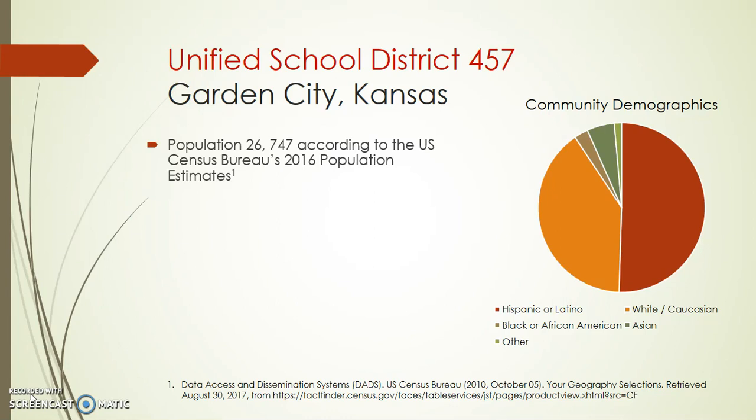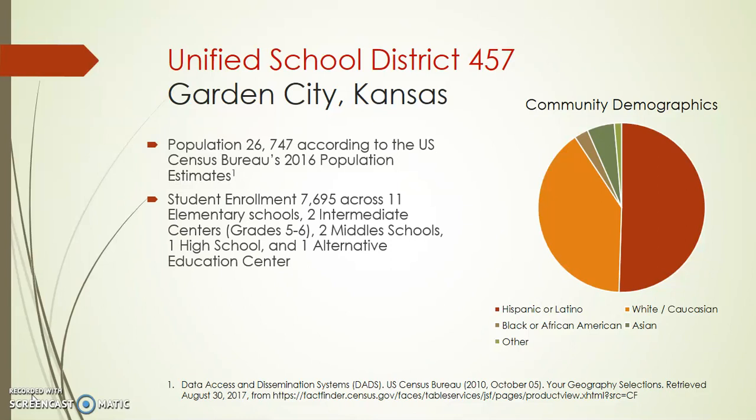White and Caucasian people make up the next largest segment, and then that's followed by mostly our Asian community, which is split between Vietnamese, Burmese, Thai, and Cantonese. Our Black and African American population identifies mostly as Somali, and then we have a smattering of Pacific Islanders, Native Americans, and other populations.